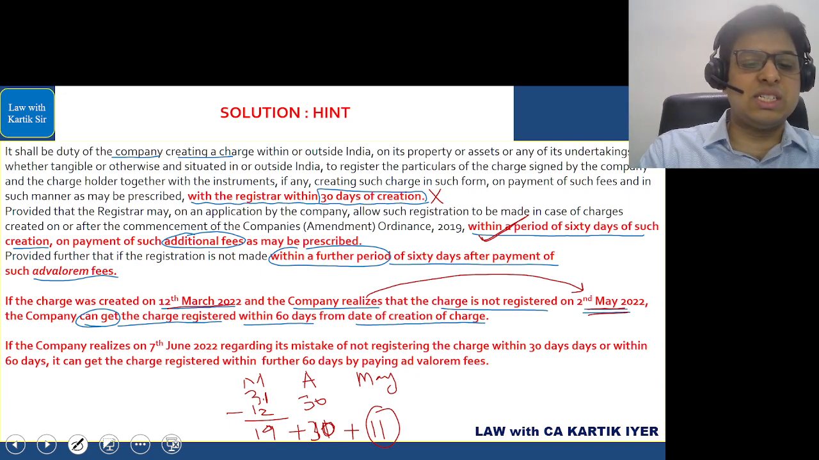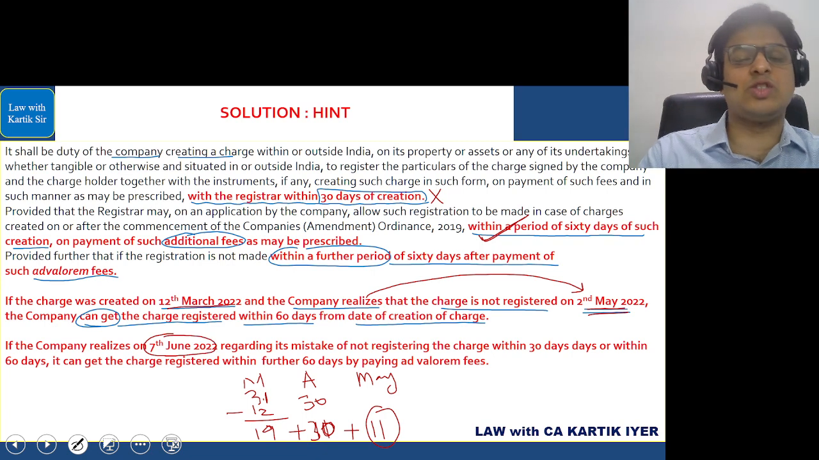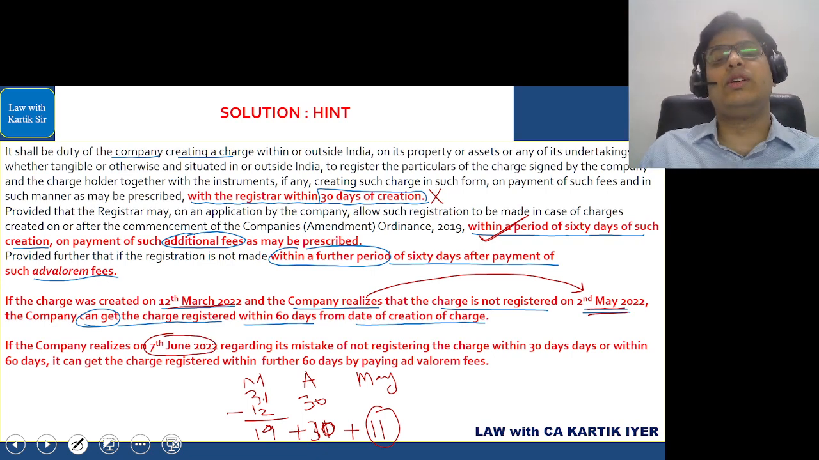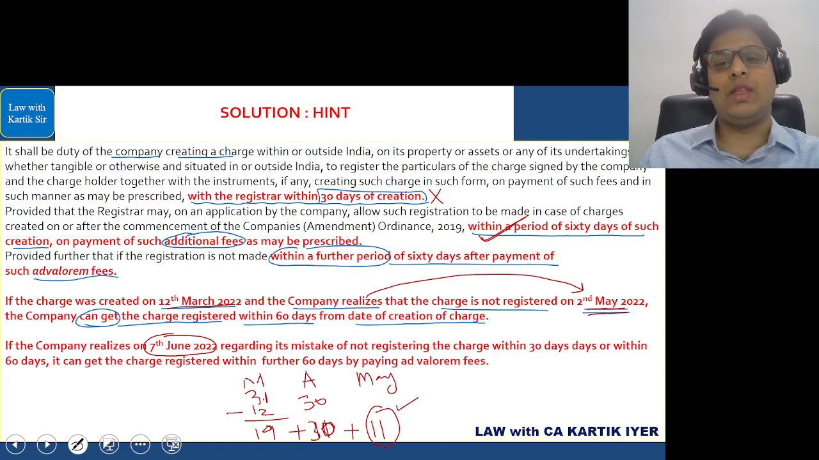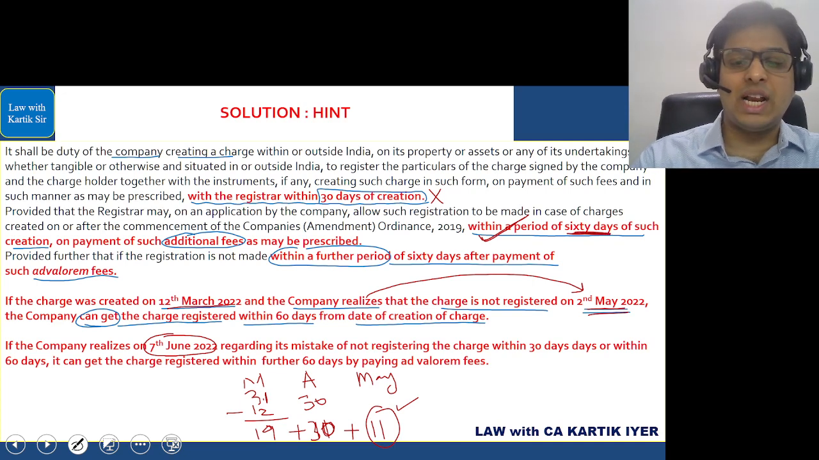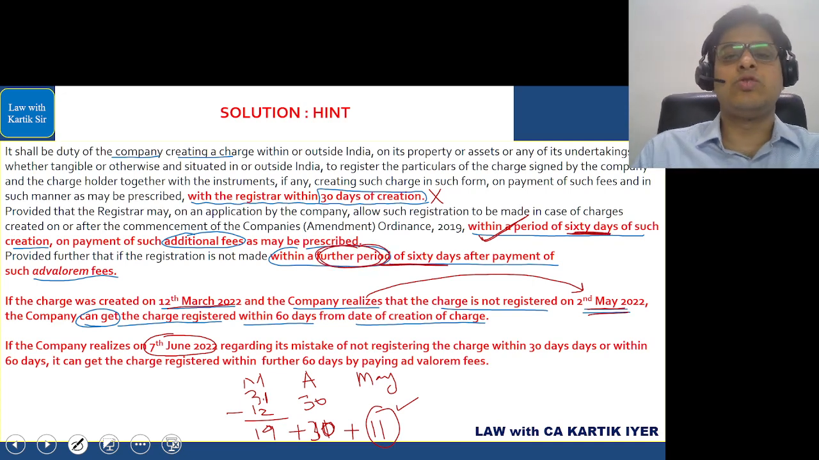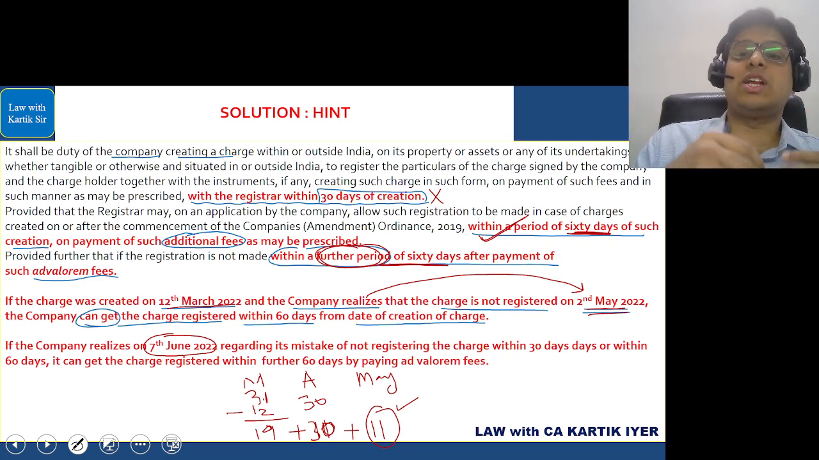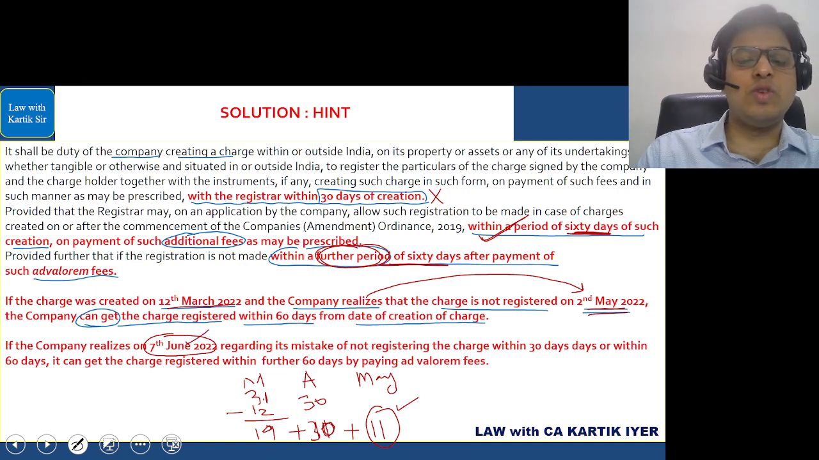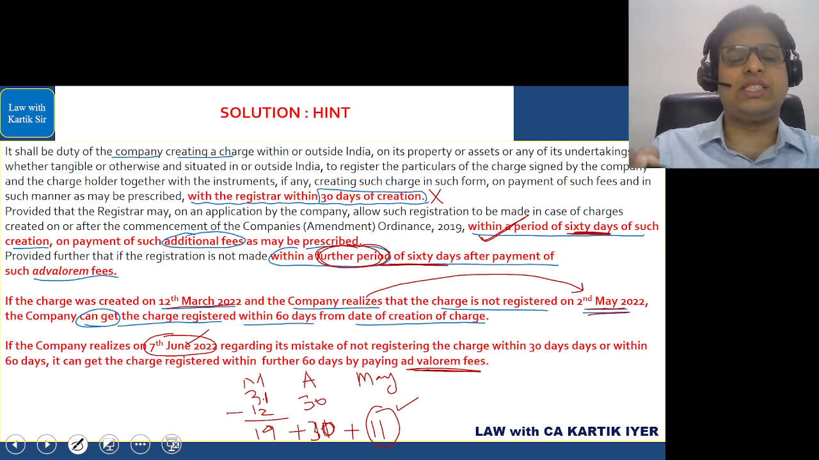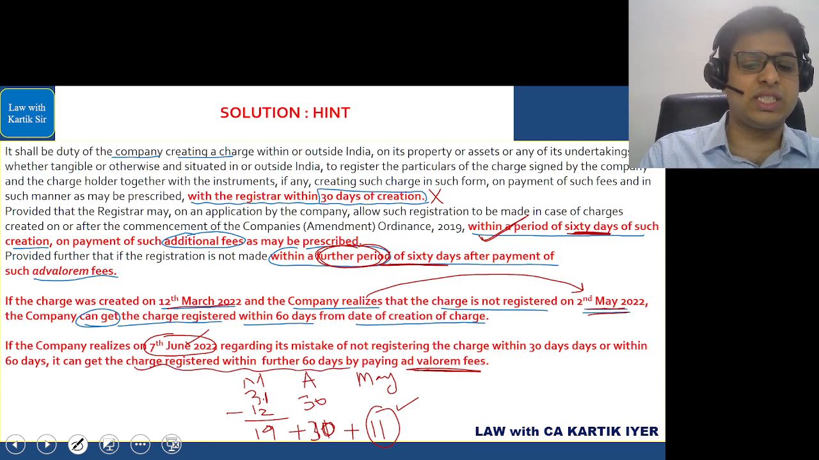Now the second question they asked is, sir, suppose a company realizes that the charge is not registered by 7th of June. So in this case, you will realize now this is after May 11th. So after the 60 days are over. But even though the 60 days are over, you still get further period of 60 days. So after 30 days, you get 60 days from the charge creation date. And if it is not registered in those 60 days also, you get further period of 60 days. So after 60 days, further period of 60 days. So you understand 7 June will fall within those further period of 60 days. So company can pay the ad valorem fees and get the charge registered within the further 60 days.